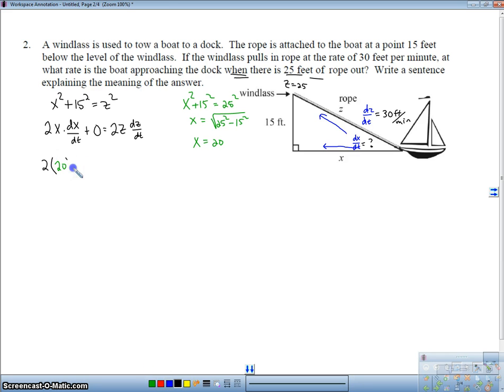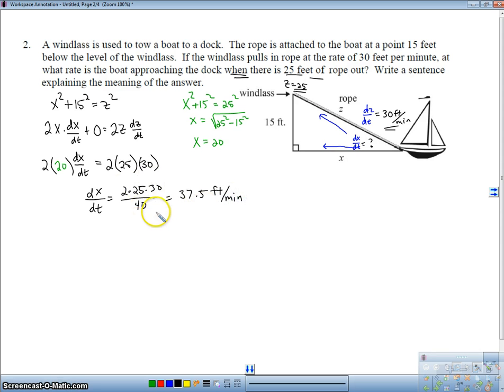And what do I know about dx dt? I don't. That's what I'm looking for. Equals 2 times z, I knew because that's 25. And dz dt I knew, that was 30. And now I can solve, okay? So I'm just going to divide 40 over. 2 times 25 times 30 over 40. And that gives me 37.5. And that's feet per minute.